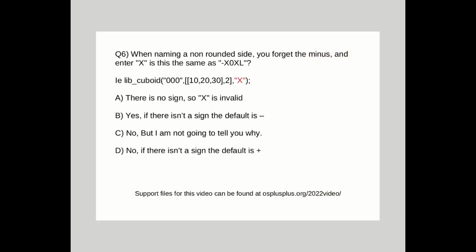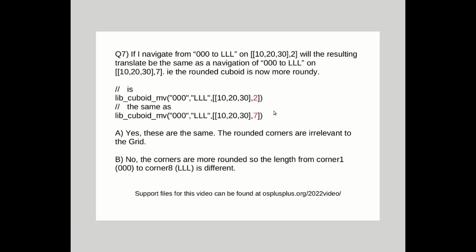Right. Are we there yet? Question 7. Dun, dun, dun. Right. If I navigate from 0, 0, 0 to LLL, so that's the bottom left frontmost corner to the top right backmost corner, on the cuboid 10, 20, 30, 2, will the resulting translate be the same as 0, 0, 0 to LLL on exactly the same cuboid, but with more roundiness? I.e., are these two commands the same? They're identical apart from the fact that the roundiness has been increased.